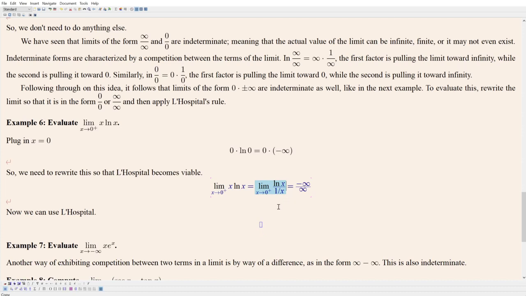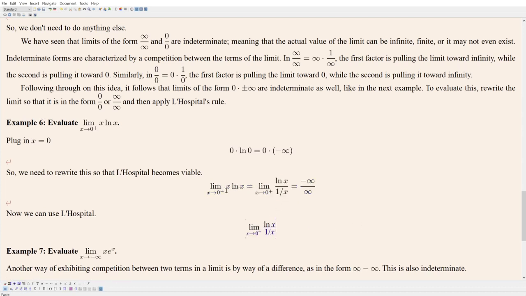And it is important to recognize that we are not using L'Hopital on the original thing. I mean, indeed, that wouldn't even make sense because it has to be a fraction. We are using L'Hopital on the rewritten version.